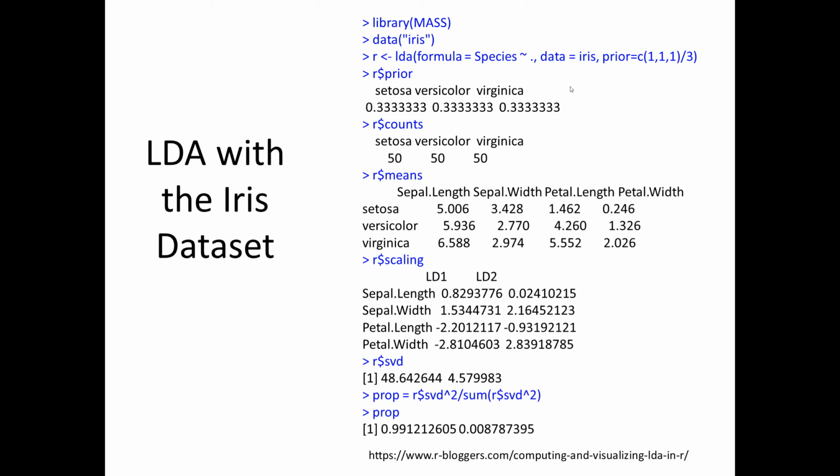And we can use these singular values or eigenvalues to compute the amount of between group variance explained by each linear discriminant. In this case, nearly all the between group variance is explained by the first linear discriminant, which is LD1.